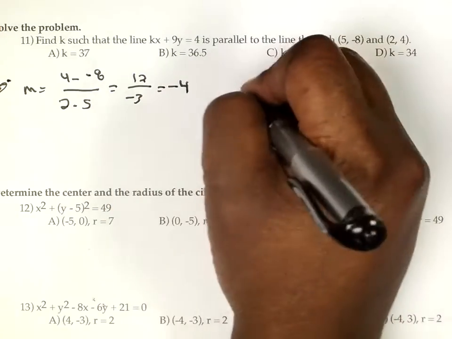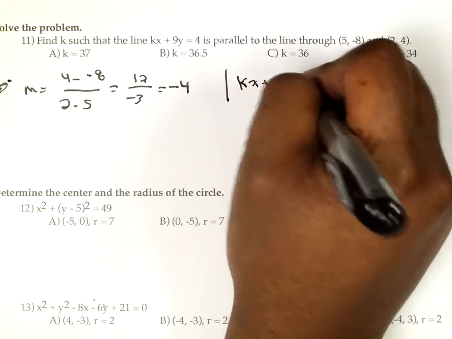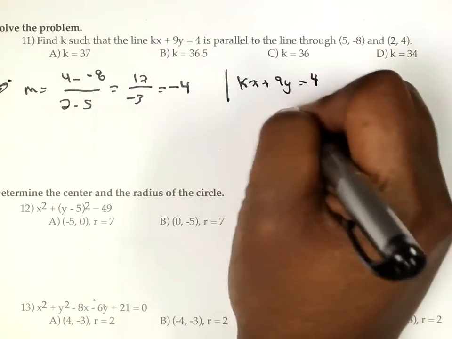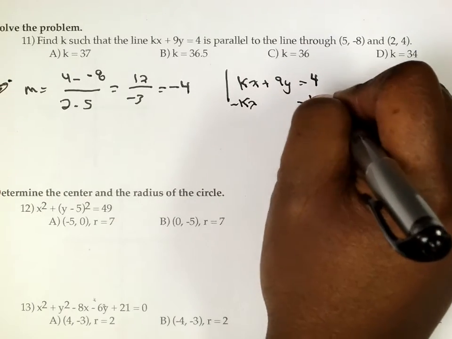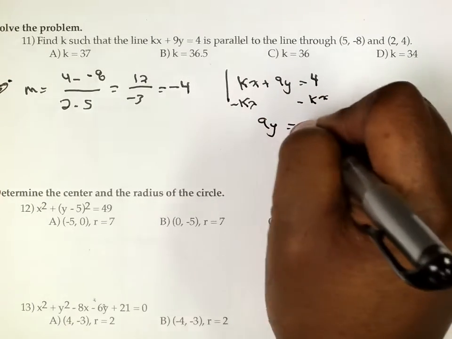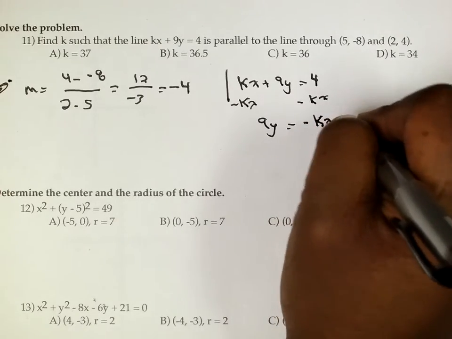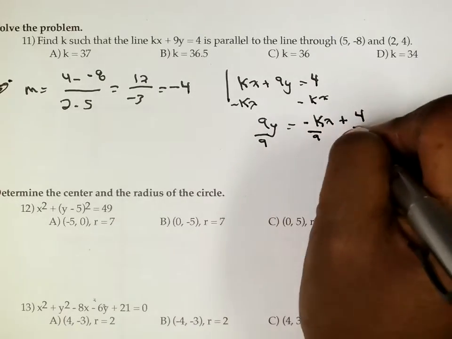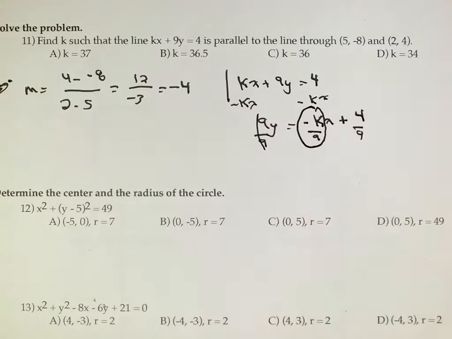Now I'm going to take this other one and put it in slope-intercept form. So I have to subtract kx. So I get 9y equals negative kx plus 4, and then divide it by 9. So the slope is negative k over 9.